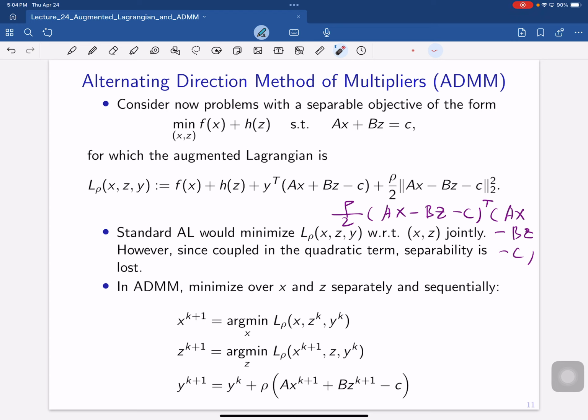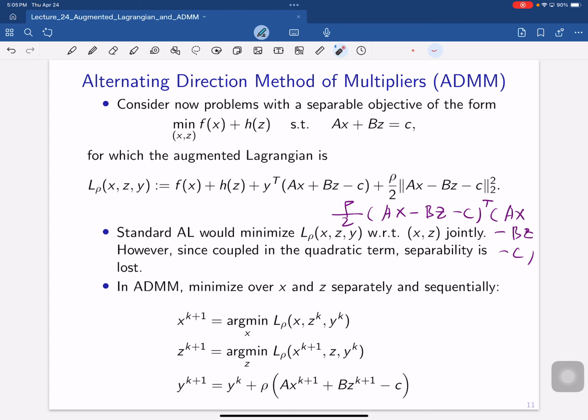Now, because in standard augmented Lagrangian, you will minimize this augmented Lagrangian term with respect to the primal variables x and z jointly, right? But you have some coupled quadratic term between x and z, and the separability is destroyed. So how do we retain this separability, right?